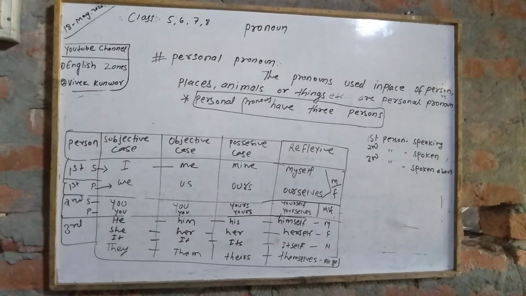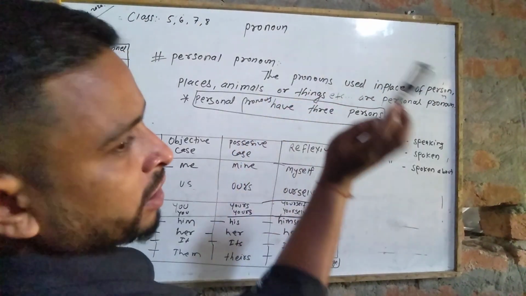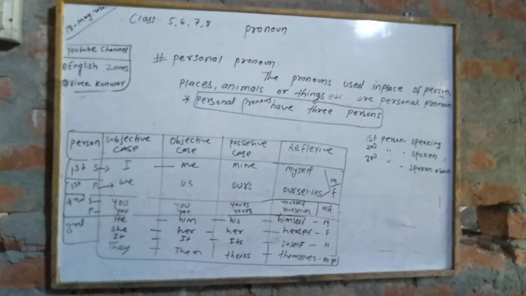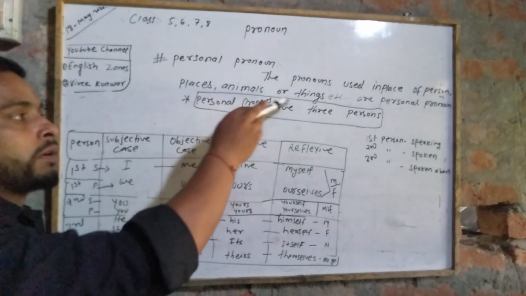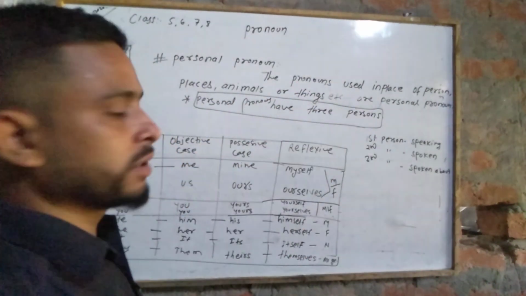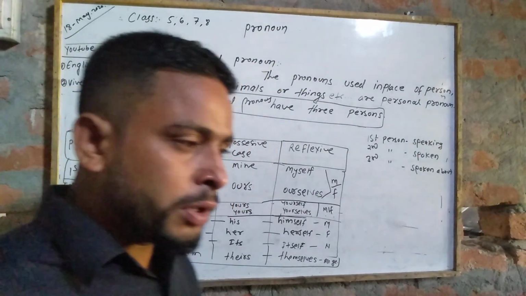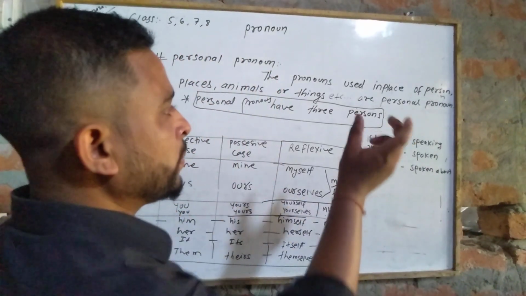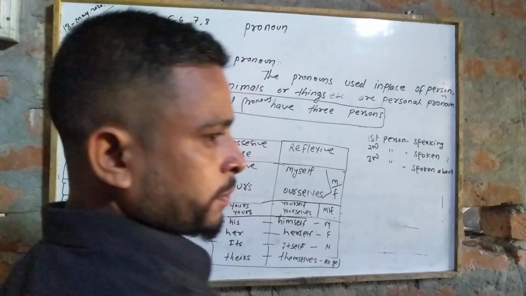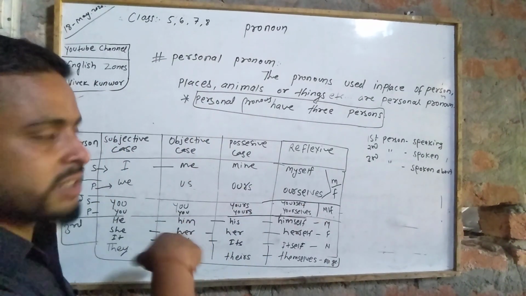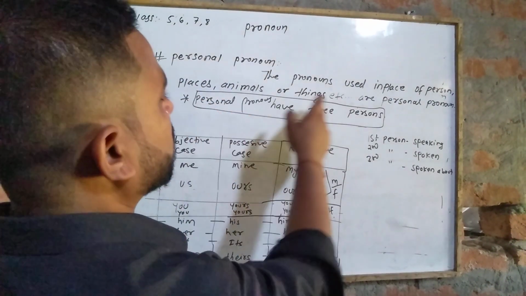Now, among the 9 types, first is personal pronoun. The pronoun used in place of person, place, animals or things is called a personal pronoun. It is the same definition as the noun, but when you use a pronoun, it is a personal pronoun in place of a person. Like Ram is a person; instead of Ram, you use he, she, it. You can see here in this table.